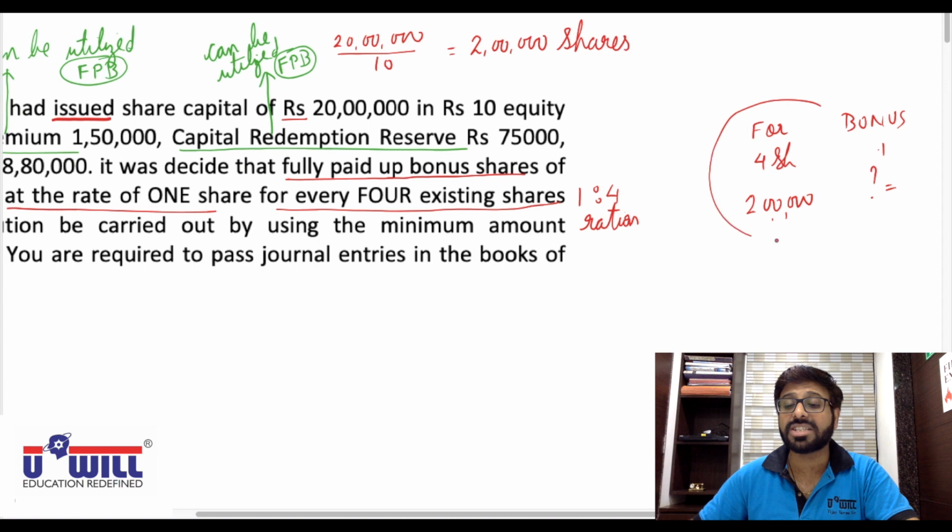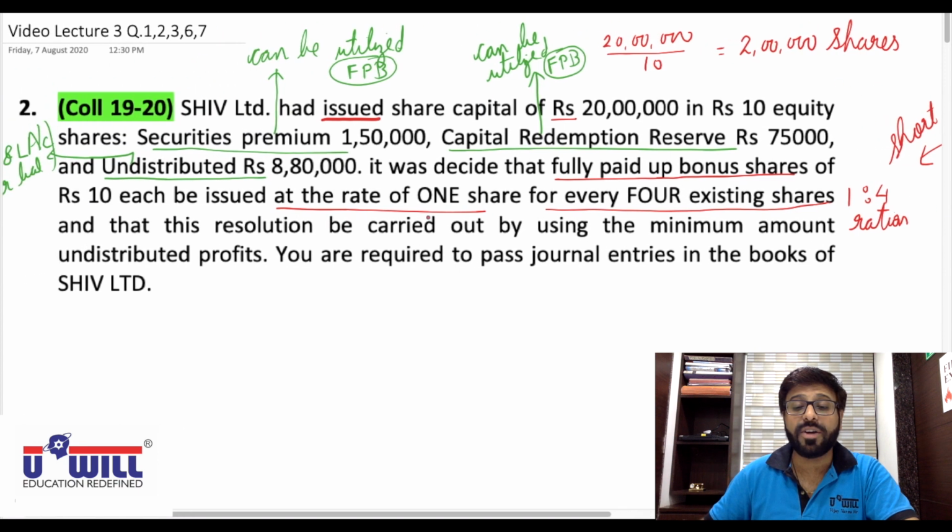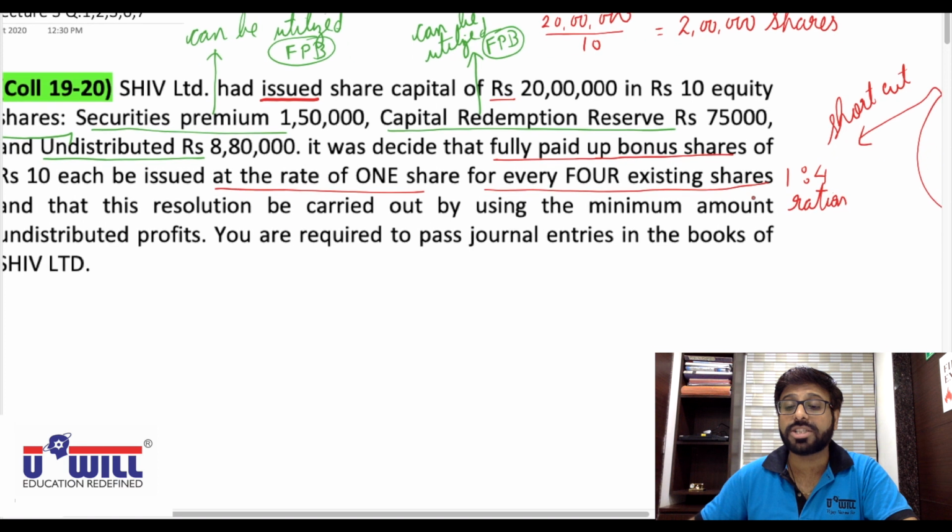But instead of doing this complicated working, what is the shortcut method you all can follow for this? When they say at the rate of 1 share for every 4 shares, you write it in the form of a ratio. 1 for every 4 means 1 is to 4 ratio.